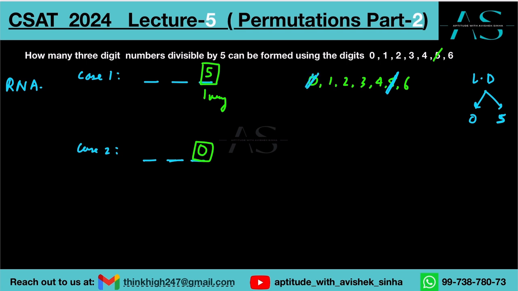So 0 is also taken out. How many options do I have now? 1, 2, 3, 4 and 6. So 5 options. In order to fill the first spot, we can have 5 ways.